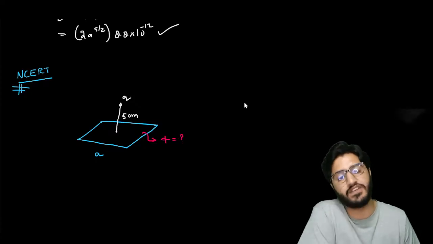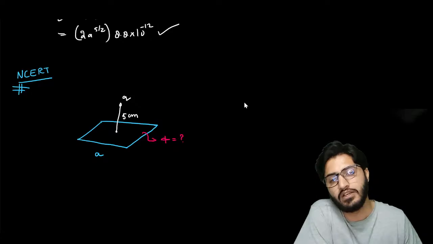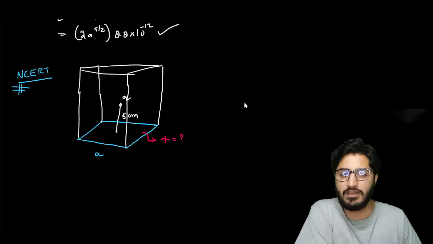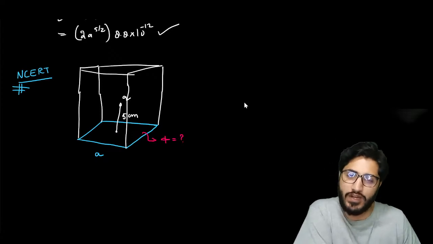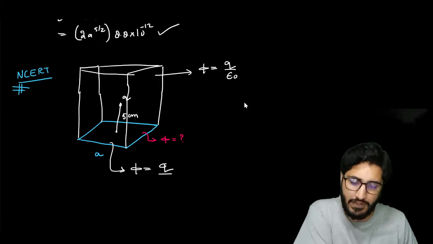Basically, it is a 2D figure, na? So we cannot apply Gauss Law here. So we need to make it 3D. So can I make it like this? Yes, sir. Now it is 3D. So what is the flux through the whole? Sir, flux is equal to charge divided by epsilon naught. What is the flux through this only? Sir, flux will be equal to Q divided by 6 epsilon naught.